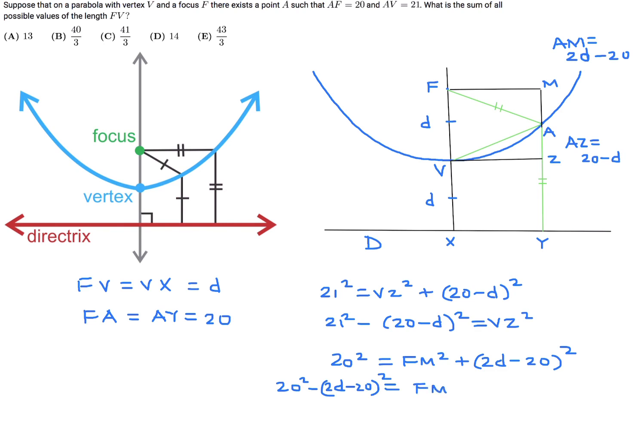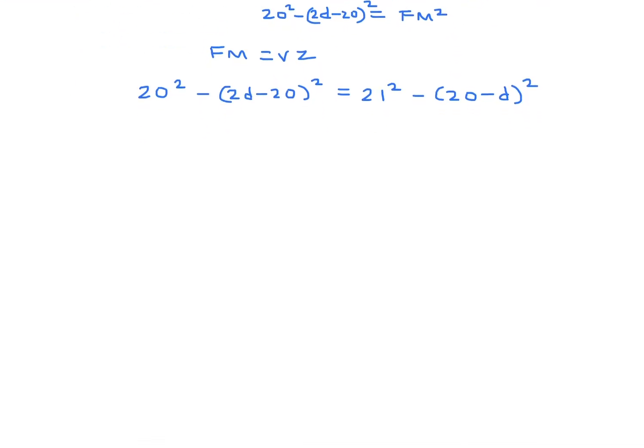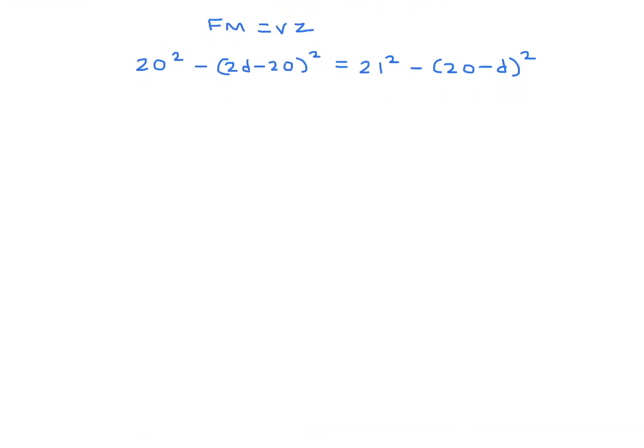And that's FM squared. Well, FM is the same as VZ, right? Because we've drawn it in a way so that's a rectangle. So I can just set those equal to each other, since FM is equal to VZ. So therefore FM squared will be equal to VZ squared, which is 20 squared minus (2D minus 20) squared is equal to 21 squared minus (20 minus D) squared. Okay, it's relatively reasonable math at this point. So let's do this without making any mistakes.